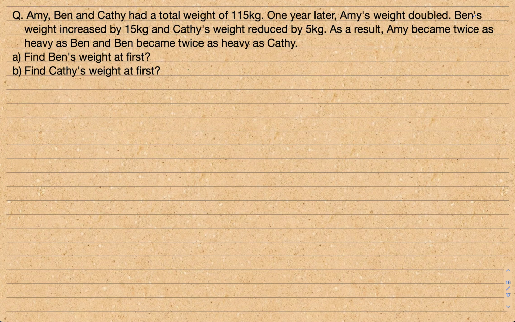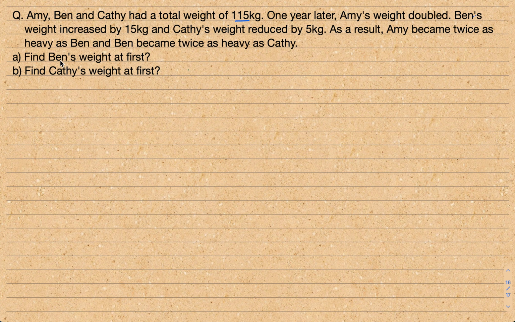So let's do another interesting word problem on whole numbers. Let's read the question first. Emmy, Ben and Kathy had a total weight of 115 kg. 1 year later, Emmy's weight doubled. Ben's weight increased by 15 kg and Kathy's weight reduced by 5 kg. As a result, Emmy became twice as heavy as Ben and Ben became twice as heavy as Kathy.